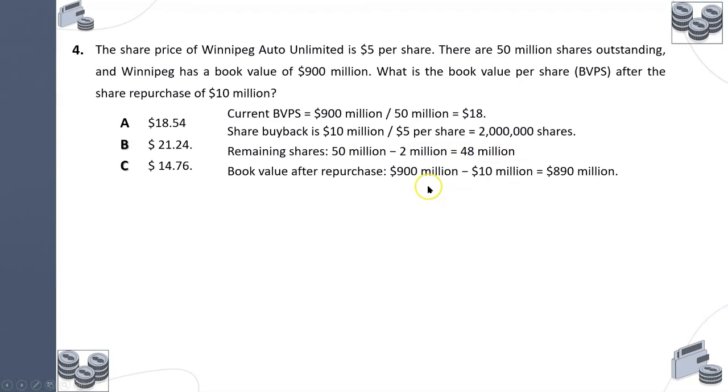So the book value will be 900 minus the 10 million which we spent. That will give $800 million.